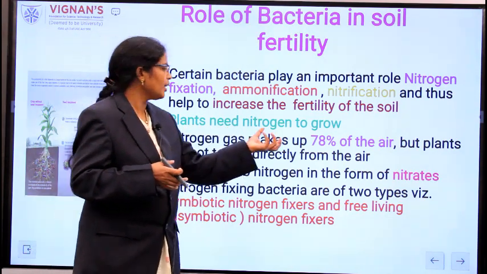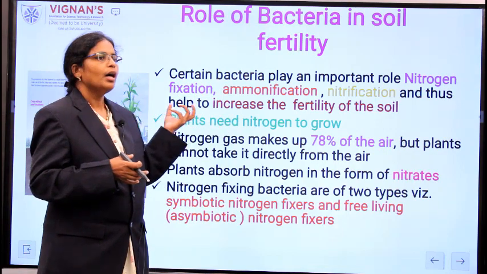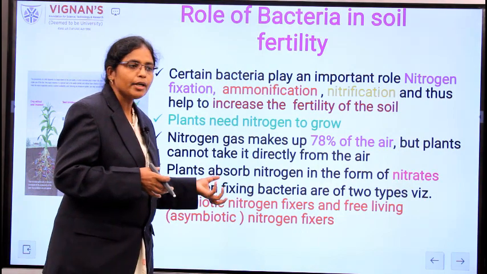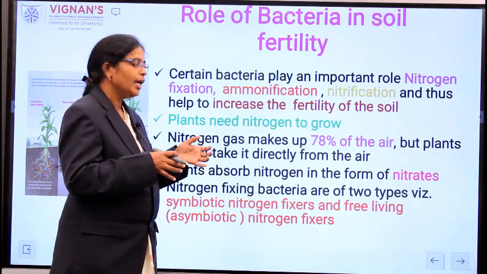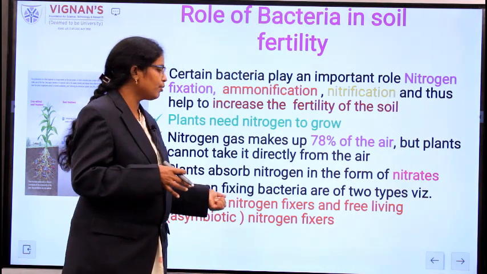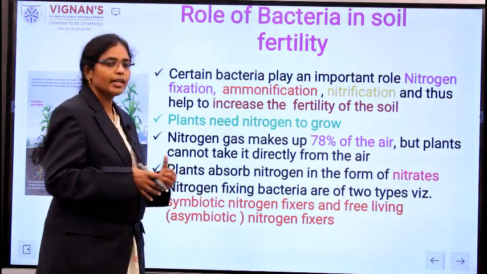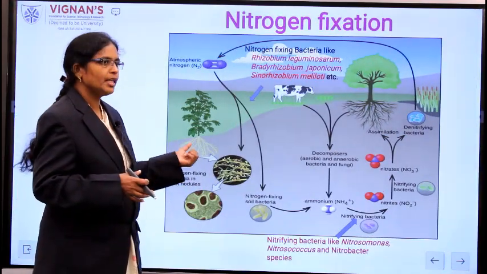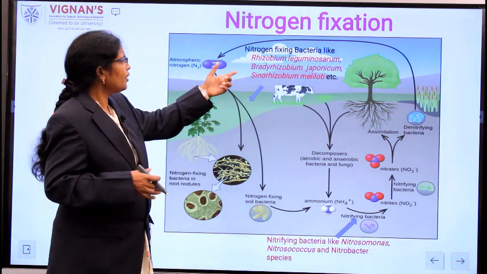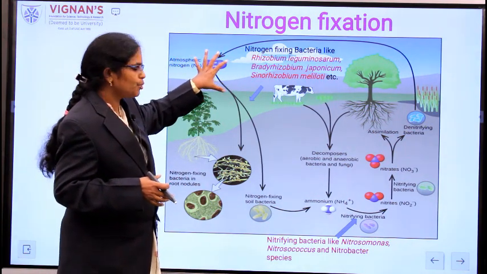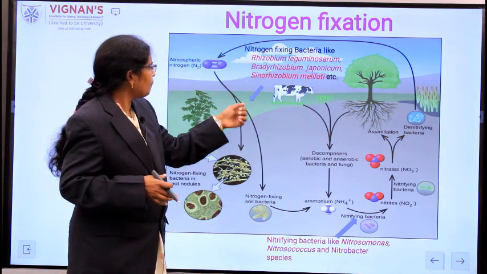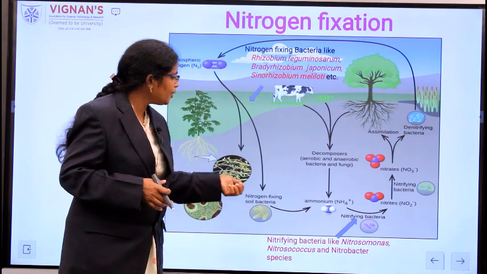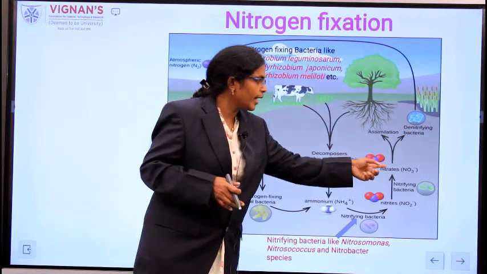If you see here, 78% of the air is occupied by nitrogen, and the bacteria play an important role in the fixation of this nitrogen. Here we can see the symbiotic nitrogen fixers and asymbiotic nitrogen fixers. We can see these fixing organisms in this picture. Here you can observe, this is the atmospheric nitrogen. So the nitrogen fixing bacteria fix the atmospheric nitrogen and convert it into nitrites and nitrates.